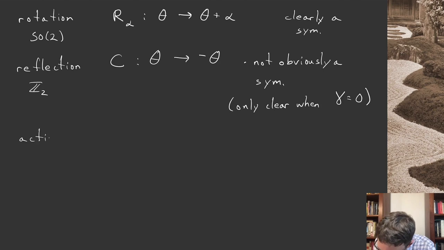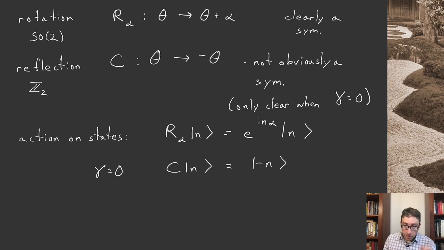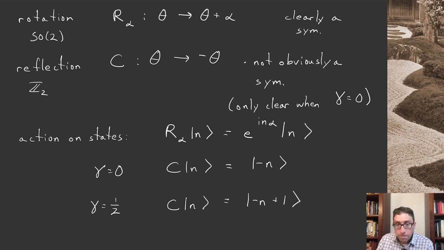So how do we set things up? The action on states: R alpha is going to shift theta by alpha, and so it shifts the state by a phase, e to the i n alpha times the state n. Now when gamma equals zero, C acting on the state n pretty clearly produces the state minus n. To get a symmetry on the set of states when gamma is equal to half, I've got to do something a little bit more tricky. I've got to send n to minus n, but also shift by one. And the claim is under this additional shift by one, I can see that all the states are paired up in this way, that I'm shifting a state to another state with the same energy. And in particular, I've got two degenerate ground states in here, zero and one are degenerate ground states.